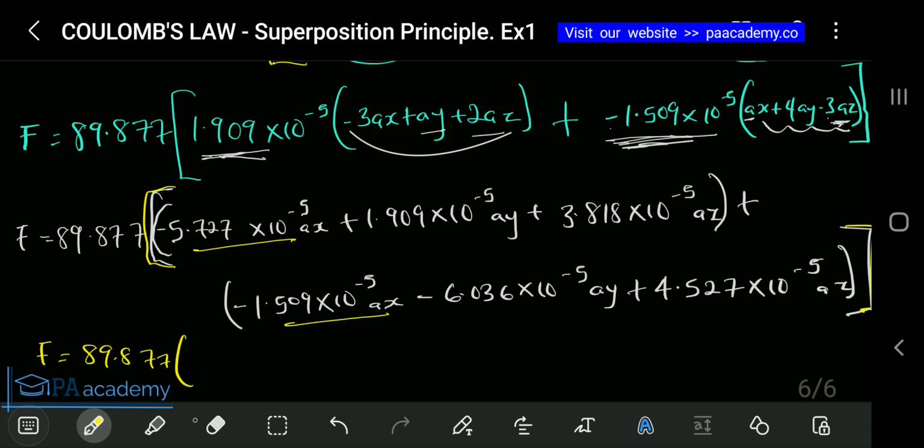Now let's add up minus 5.727, which is this, times 10 raised to the power minus 5 AX, plus minus 1.509 times 10 raised to the power minus 5 AX, because they both have AX. Exactly. So if you do that correctly, you are going to have minus 7.236 times 10 raised to the power minus 5 AX.